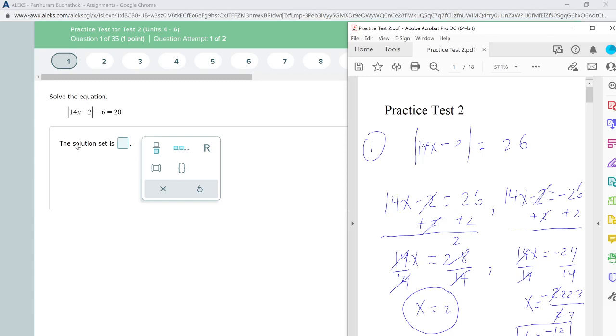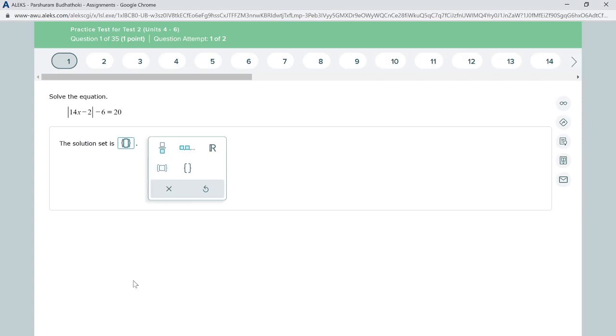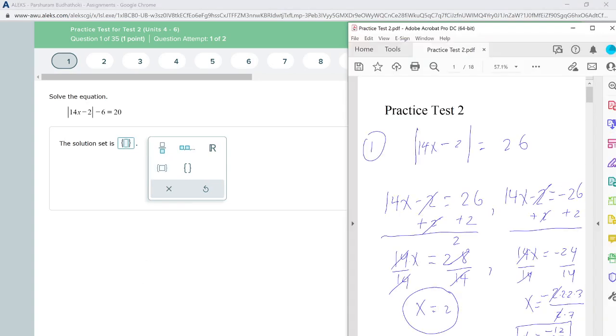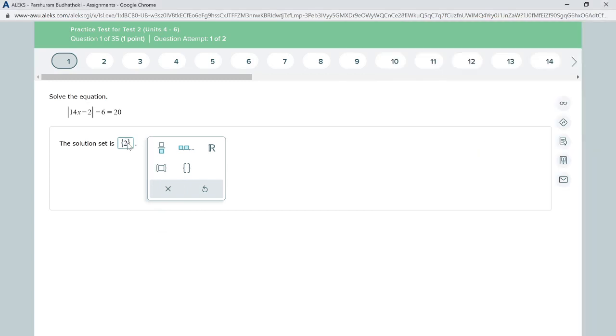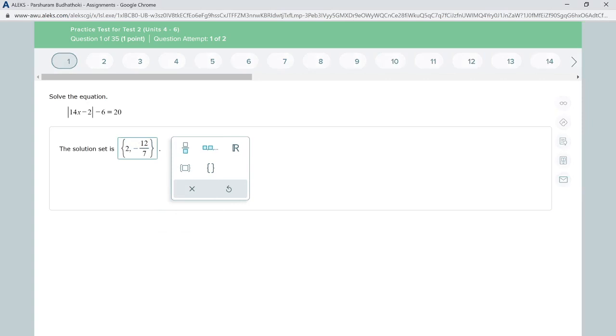Since we are asked to find the solution set, we always have to use these braces. So these are the answers we have: 2 and negative 12 over 7. 2 comma negative 12 over 7. So these are the answers.